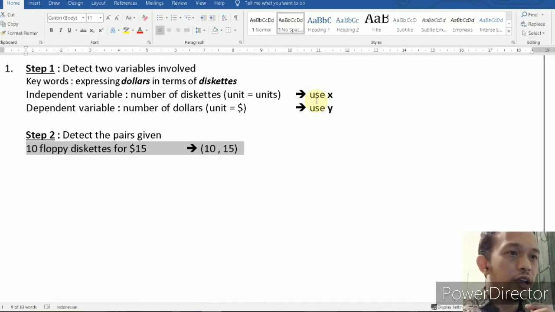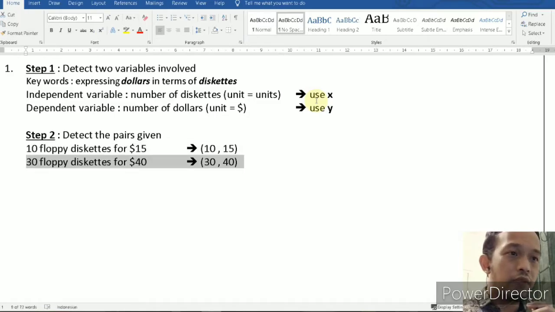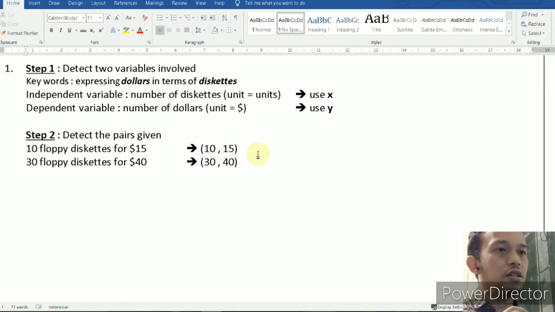So again, let me just recall what the pairs are that were given in the textbook. 10 floppy disks for $15, 30 floppy disks for $40. Don't forget, since the independent and dependent variables have been stated, you need to put the ordered pair in the right order. So it is (10, 15), not (15, 10). That is the first fundamental mistake that will make the whole model totally wrong. So be careful with that.